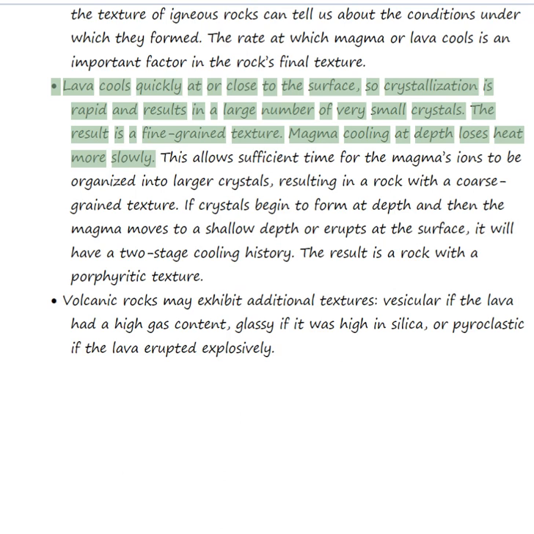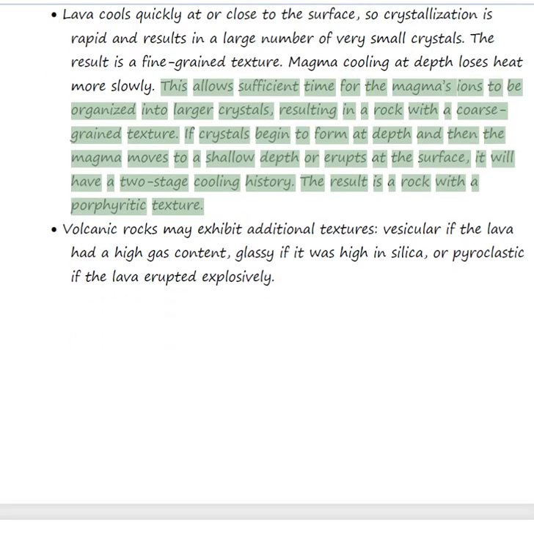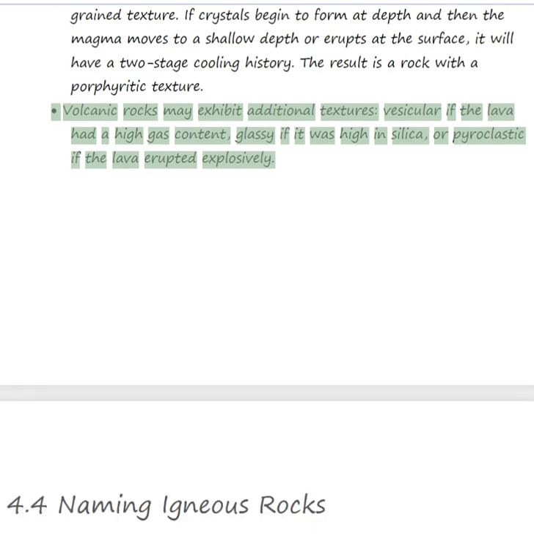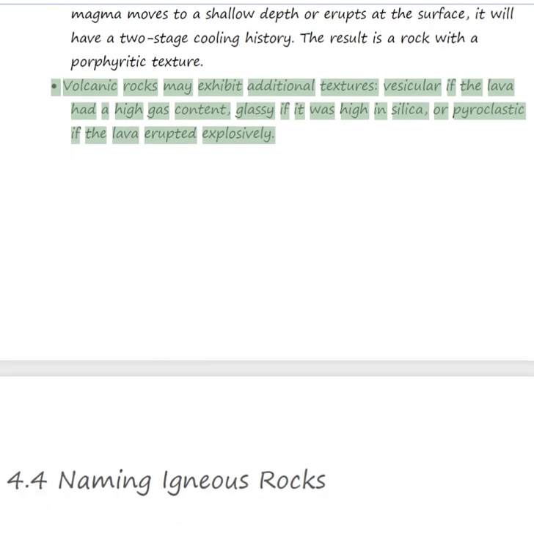Magma cooling at depth loses heat more slowly. This allows sufficient time for the magma's ions to be organized into larger crystals, resulting in a rock with a coarse-grained texture. If crystals begin to form at depth and then the magma moves to a shallow depth or erupts at the surface, it will have a 2-stage cooling history. The result is a rock with a porphyritic texture. Volcanic rocks may exhibit additional textures: vesicular if the lava had a high gas content, glassy if it was high in silica, or pyroclastic if the lava erupted explosively.